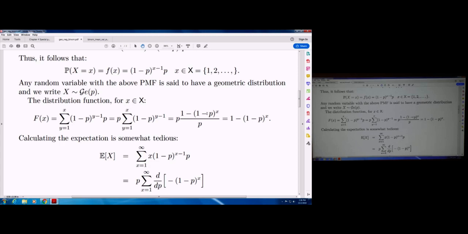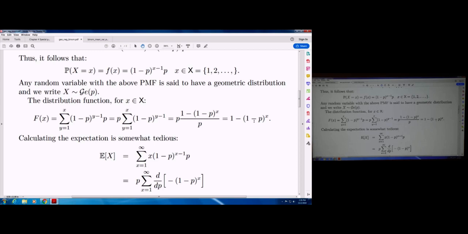Okay, so we've computed the sum. The key point here is now that p over p is 1. So basically the distribution function is 1 minus (1 minus p) to the power x. So we can compute precisely the probability that X is less than or equal to x just by using the formula that you see highlighted on the right. This is an extremely useful formula. For once in our lives, we can do a CDF for discrete distributions.